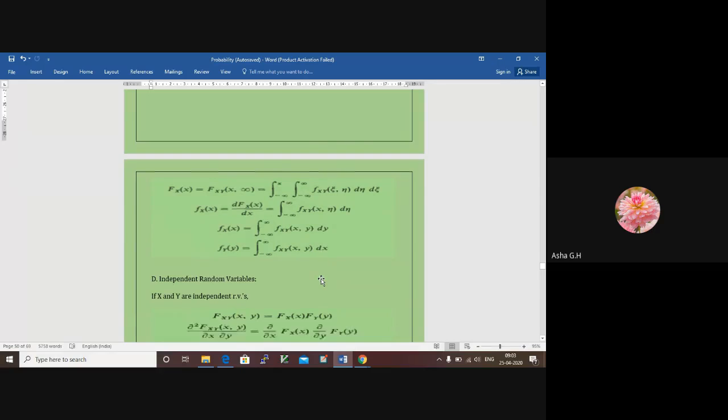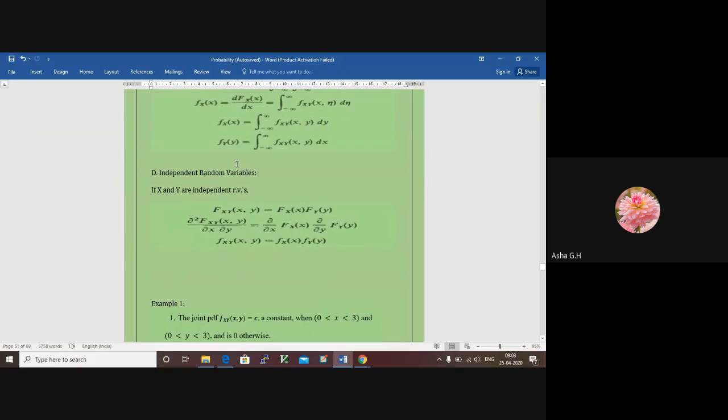And independent random variables: if this entire function is equal to the multiplication of these individual marginal distribution functions, then we say that they are independent.